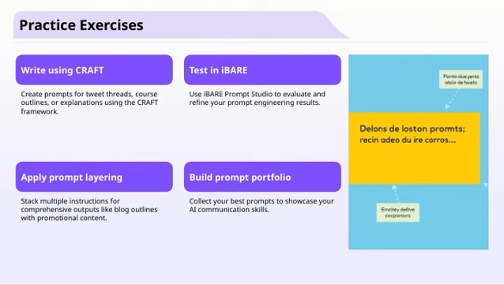Next, I recommend testing your prompts using the iBARE Prompt Studio. This tool allows you to evaluate and refine your prompts, helping you understand how well they perform and what adjustments might improve their results. It's an essential step to ensure your prompts are optimized before deploying them in real scenarios. Another valuable exercise is applying prompt layering. This involves stacking multiple instructions within a single prompt to guide the AI toward more comprehensive outputs. For example, you could ask for a detailed blog outline and include a promotional paragraph at the end, combining different instructions to create richer content.